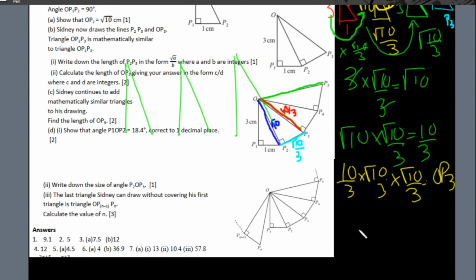So let's see what I get. In my calculator I'll enter 10 by 3, using the fraction key, times under root 10 by 3, times another under root 10 by 3, which gives us 3.70 as a rounded-off answer, which is OP3.